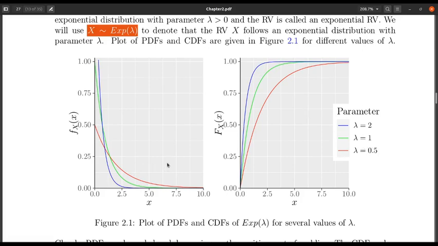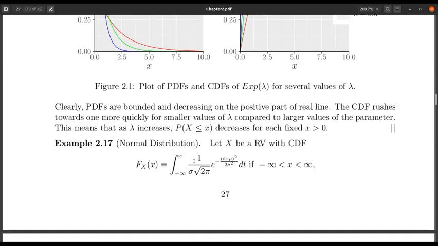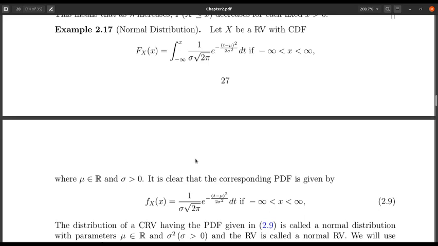So this is just to have an idea how the cumulative distribution function and probability density function look. Next example is the normal distribution. It is a very useful distribution. Most of you have already heard of the name of this normal distribution. It is also called a Gaussian distribution. Both names are popular.